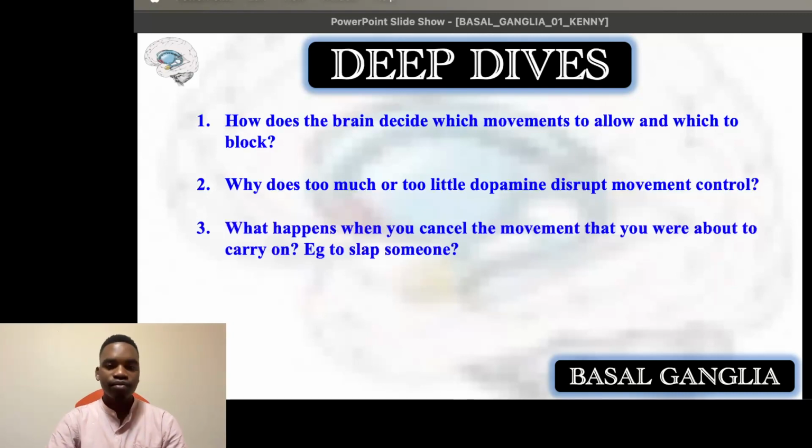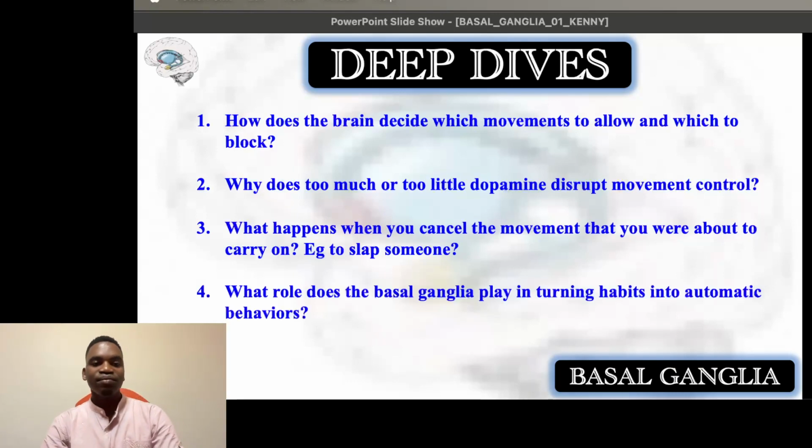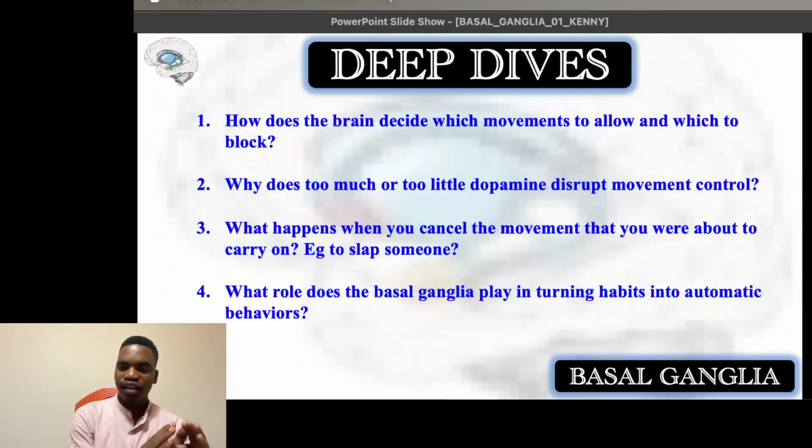And then, do you know what happens when you're about to make a movement and you suddenly cancel that movement? Do you know what happens at the brain levels, to the individual neurotransmission, or to the individual pathways within the brain? And lastly, do you know the role of the basal ganglia in turning habits into memory?